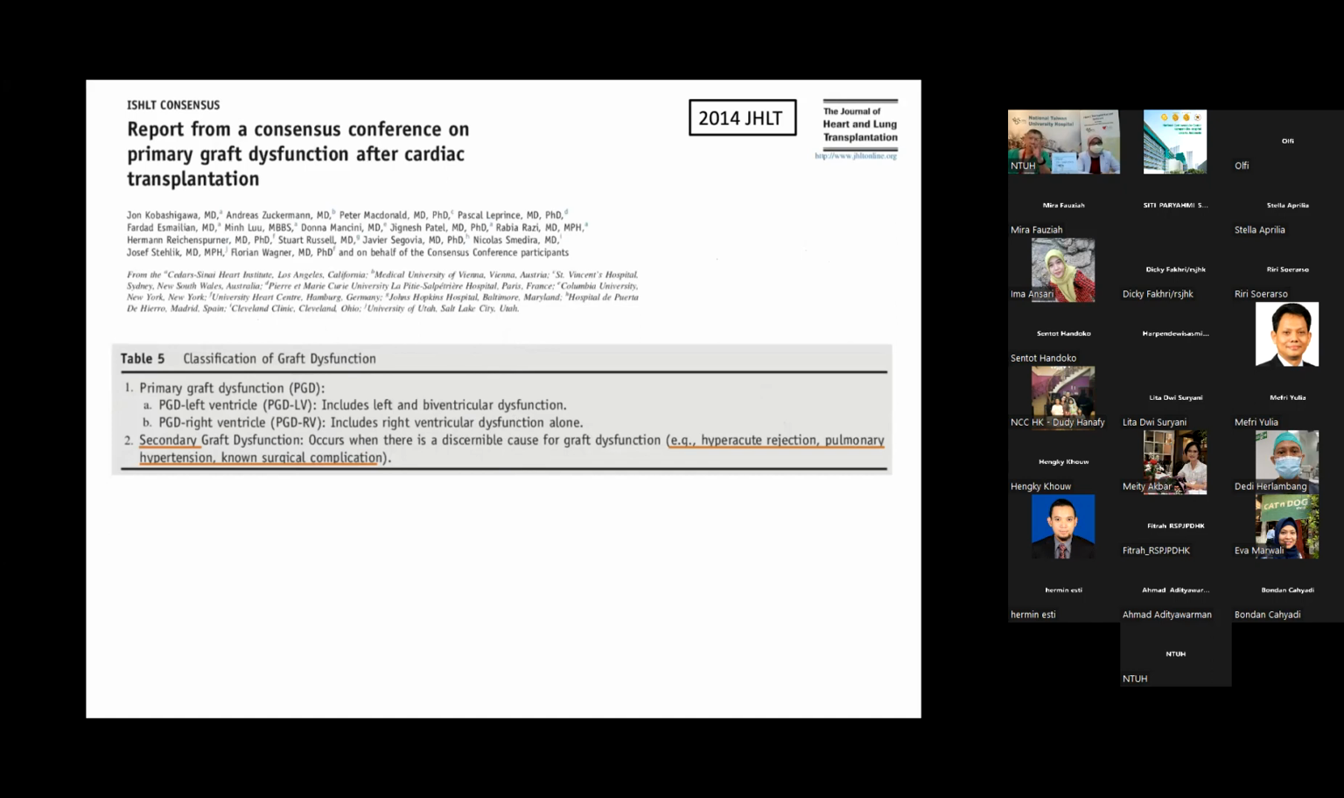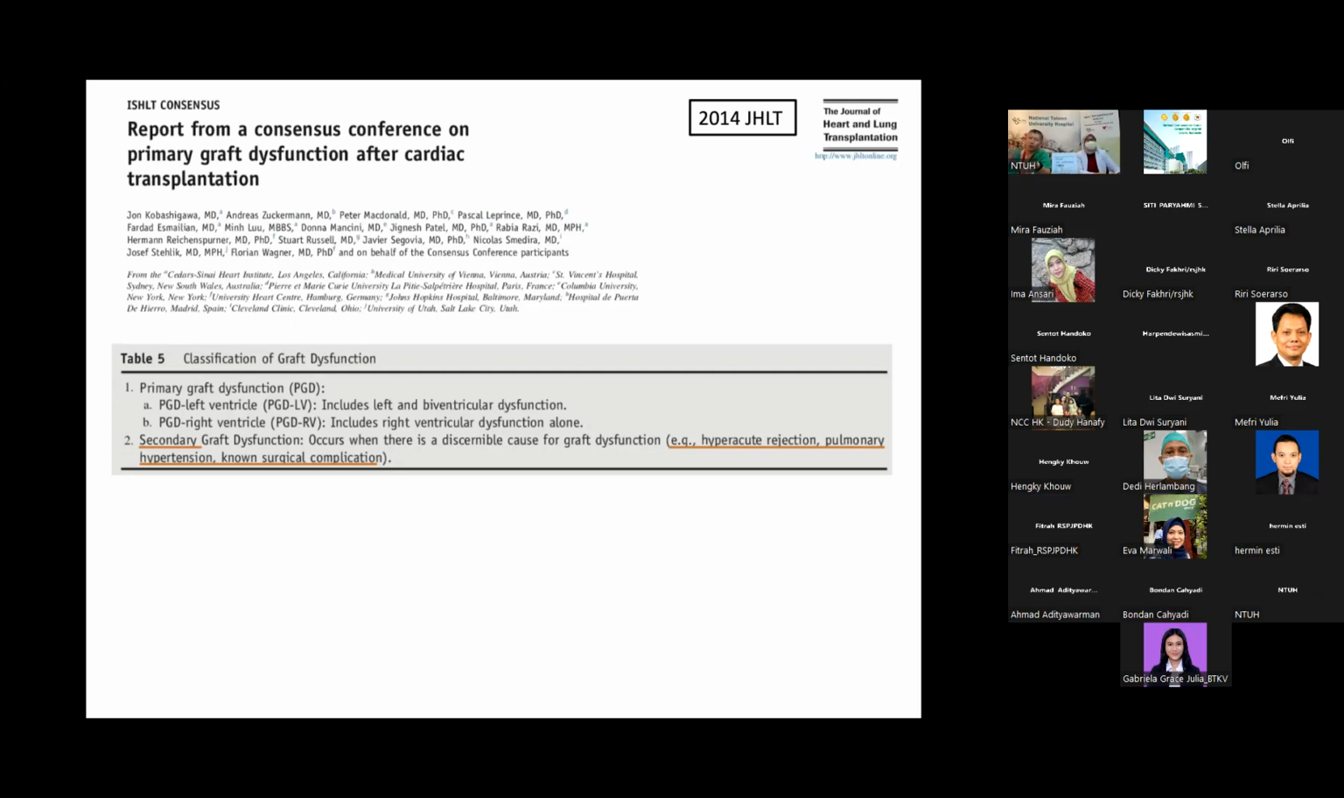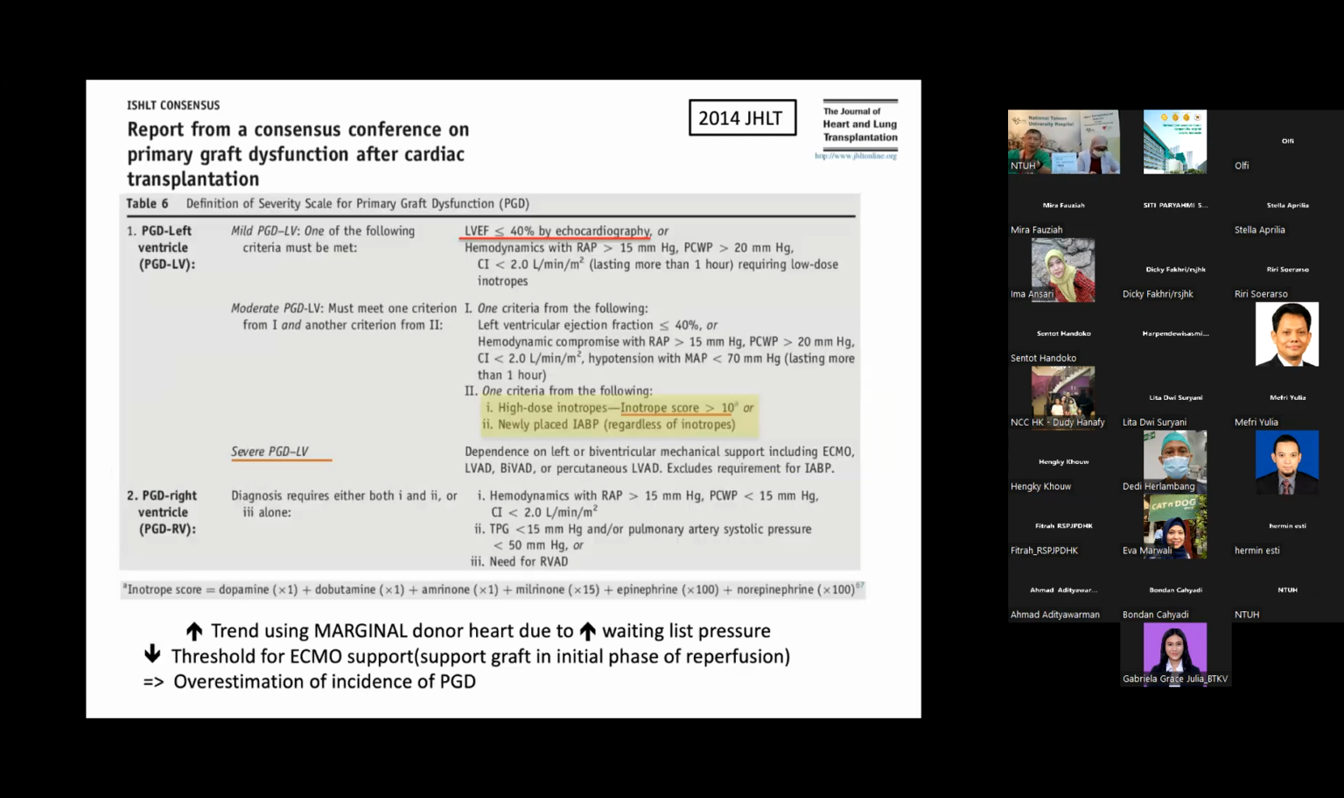Sometimes we will debate whether this is due to a pulmonary hypertension crisis or due to poor RV protection. I think we always debate this kind of condition, but nobody knows which one is correct. So they also say there may be some secondary graft failure. So I think this is only a suspected diagnosis.